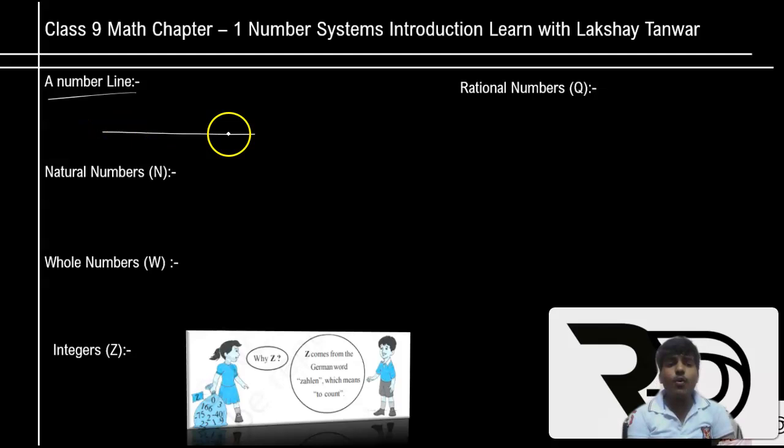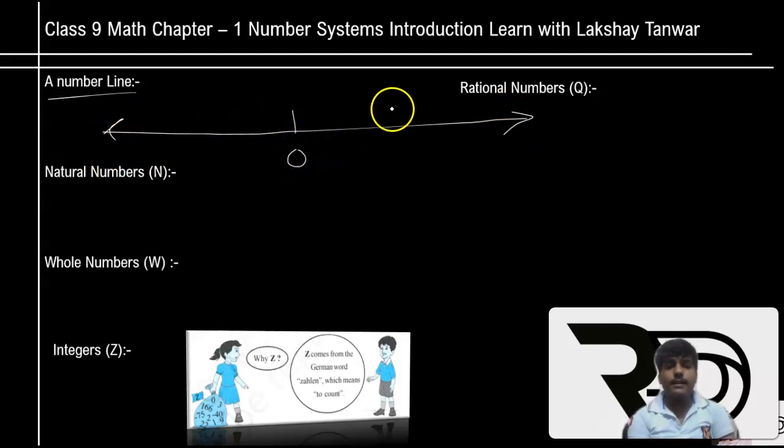This is what we call a number line. Although it's not a number line right now, it becomes one when I mark it. This is my positive side. Since I have to show you integers as well, I'm making both the positive and the negative side. This is my positive side, +1, +2, and this is my negative side, -1 and -2. So this is my number line. Clear?